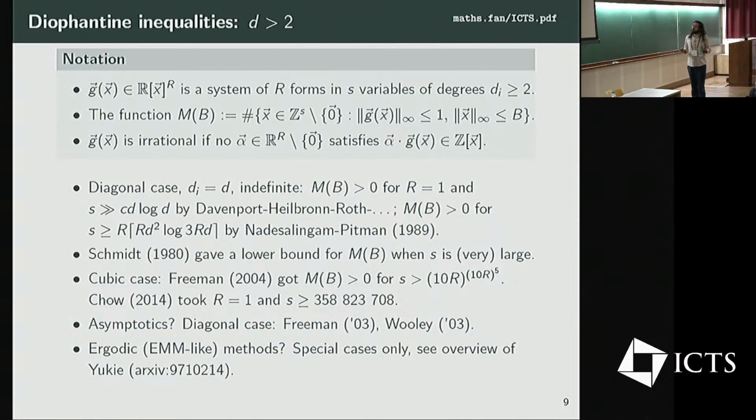Not least because apart from the quadratic case, asymptotics for this problem are essentially only known in certain diagonal cases, as well as certain rather special cases, certain particular families of cubic forms. Other than that, all we have is lower bounds for this counting function when S is extremely large, and results that say there is a non-trivial solution when S is, again, at least write-downable, but pretty large.